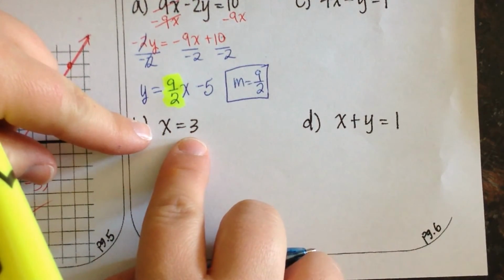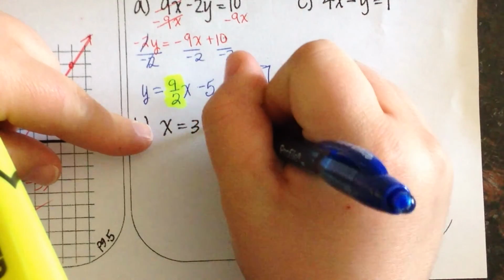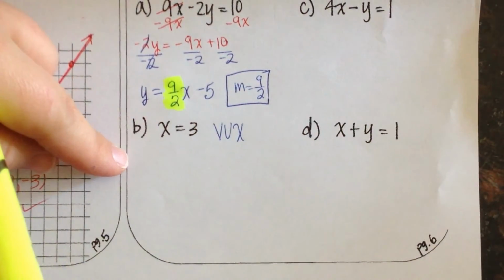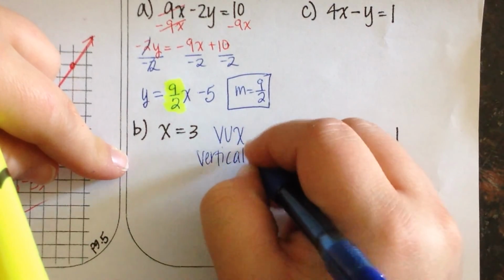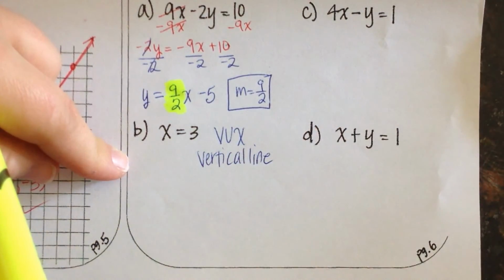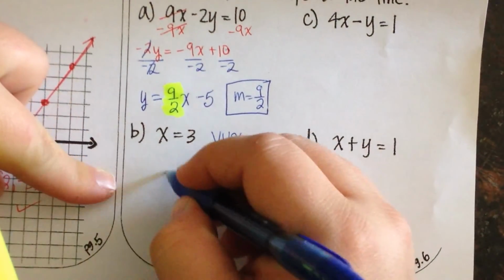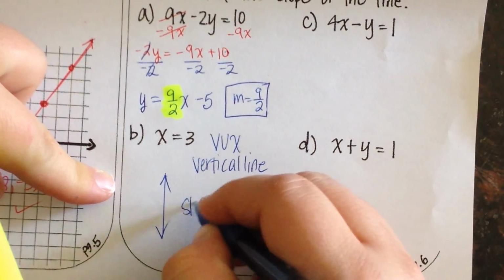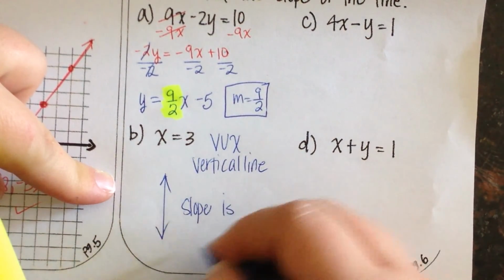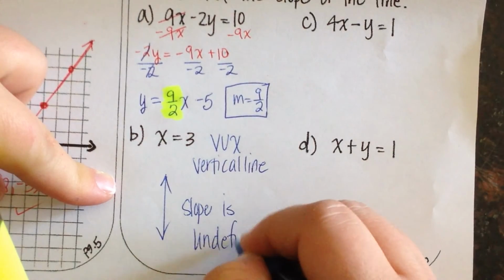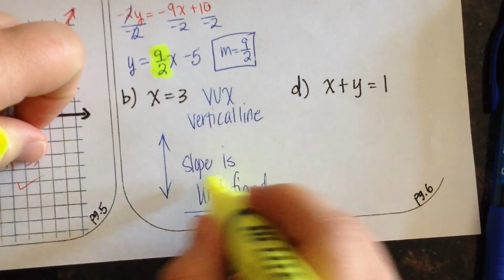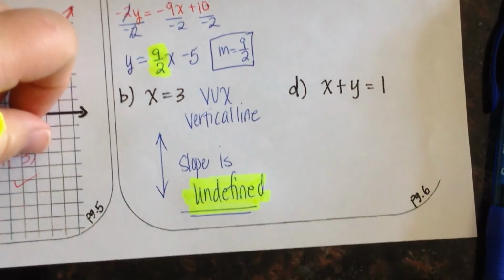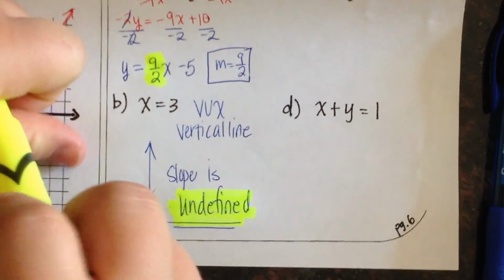Okay, let's do b real quick. x is equal to 3. Now think of this. Okay, remember Hoy and Bucks. This is going to be a vertical line. And if I have a vertical line, which is up and down, my slope is undefined. Okay, and so my answer would be undefined, or you can even put m equals undefined.